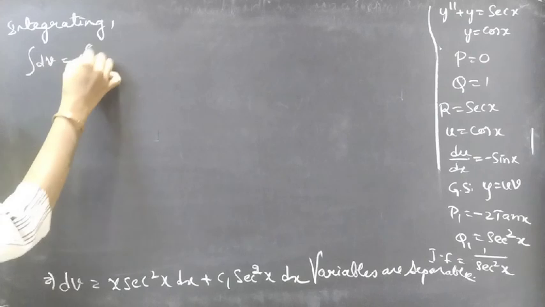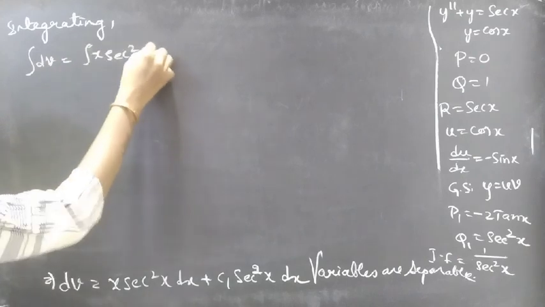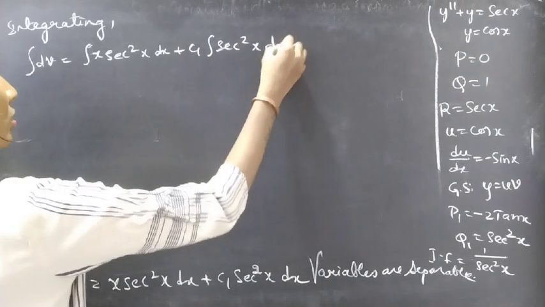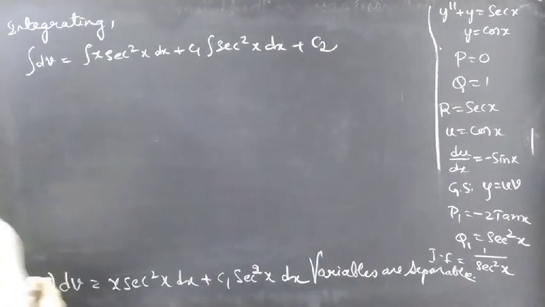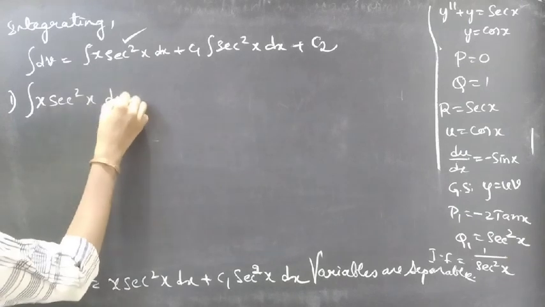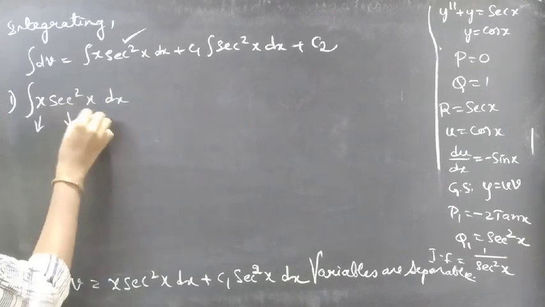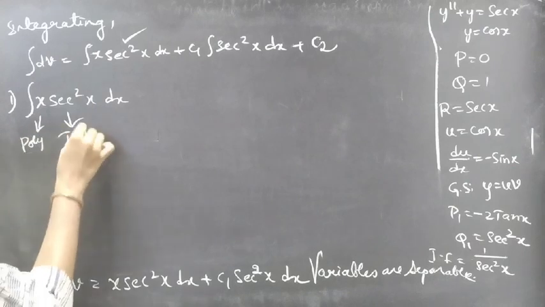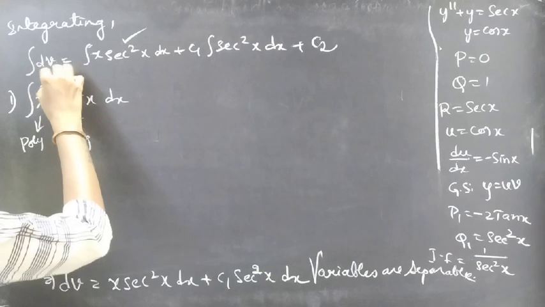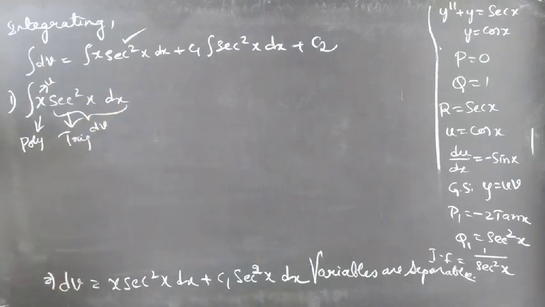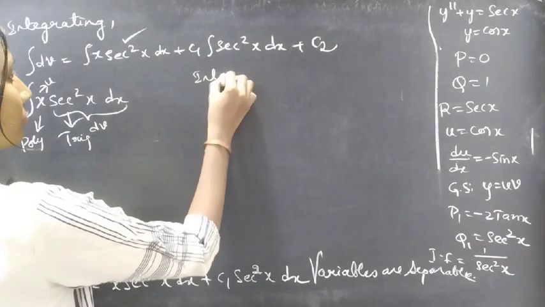Integral dv equals integral x secant square x dx plus c1 integral secant square x dx plus integral constant c2. Let's now find this integral separately. So the integrand is a product of a polynomial function and a trigonometric function, right? Let's consider x, the polynomial function, as u, and the remaining part as dv. Now we need to apply the integration by parts formula.